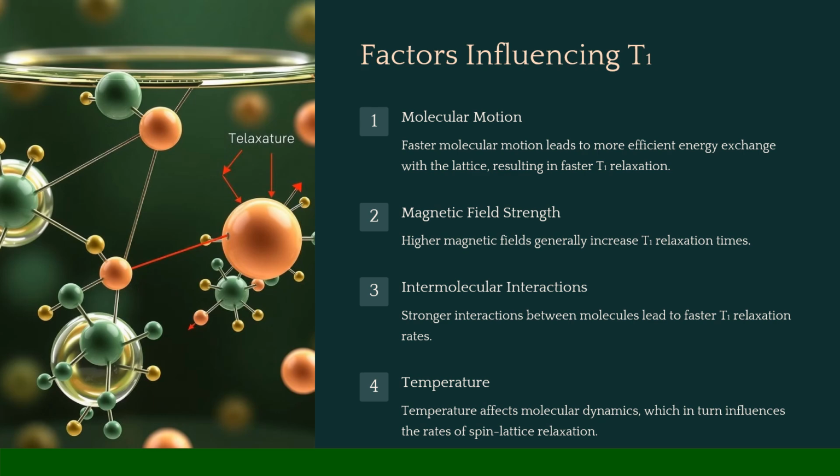Temperature has a direct impact on the dynamics of the molecules. As the temperature rises, molecules move more vigorously, which increases the rate of energy exchange between the spins and the surrounding lattice. At higher temperatures, the rate of spin lattice relaxation accelerates, leading to shorter T1 relaxation times. However, this relationship is not always linear and can be influenced by the nature of the material and the specific molecular dynamics at play. In many cases, increasing the temperature can lead to faster recovery of magnetization along the z-axis.